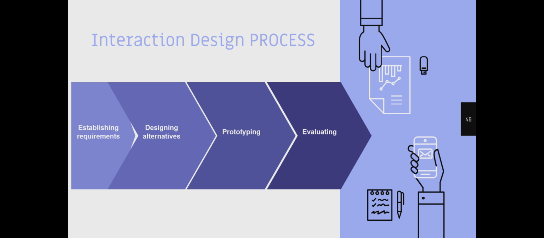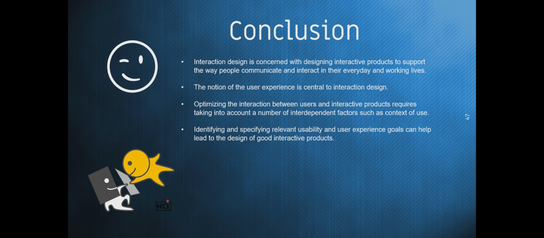Conclusion. Interaction design is concerned with designing interactive products to support the way people communicate and interact in their everyday and working lives. The notion of the user experience is central to interaction design. Optimizing the interaction between users and interactive products requires taking into account a number of interdependent factors, such as context of use. Identifying and specifying relevant usability and user experience goals can help lead to the design of a good interactive product.